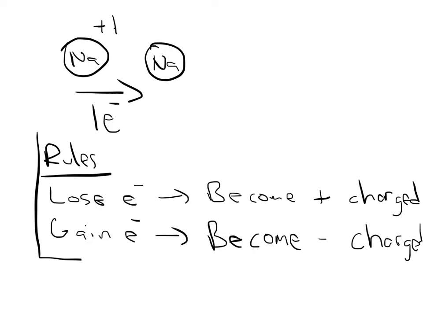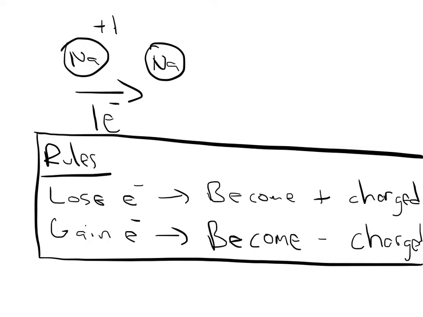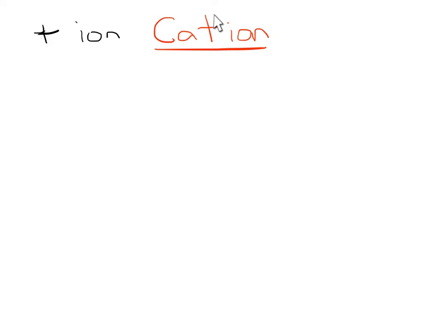Okay, so these are the rules. If you gain electrons, you become negatively charged as an atom. If an atom gains electrons, it becomes a negative ion. If an atom loses electrons, it becomes a positive ion. And those ions have names. A positive ion is called a cation. I remember this because the word cat has the T, and the T kind of looks like a positive sign. So a positive ion is known as a cation.